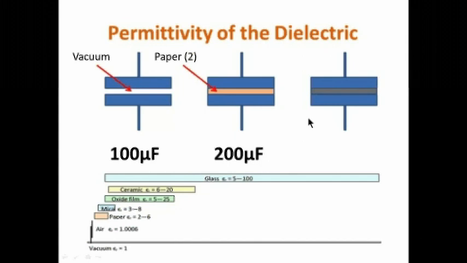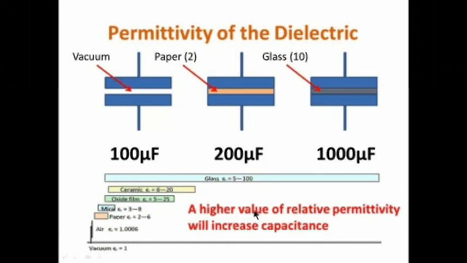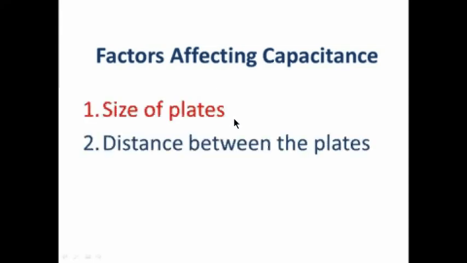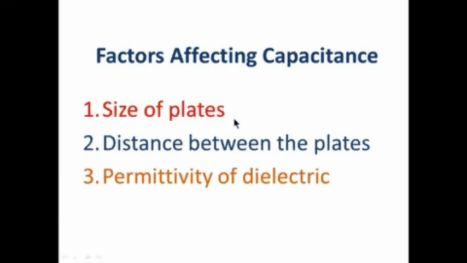If I then put a different material in, such as glass, which is, I'm saying, has got a relative permittivity of 10, we're going to go up to 1000 microfarads. So you can see the material we use for the dielectric has a big effect on the capacitance. Higher value of relative permittivity will increase capacitance. So just to recap, the factors affecting capacitance: size of plates, distance between the plates, and the permittivity of the dielectric.